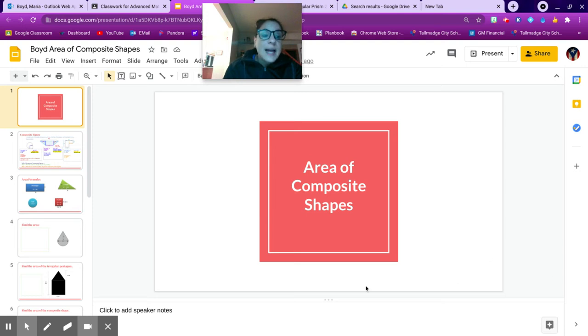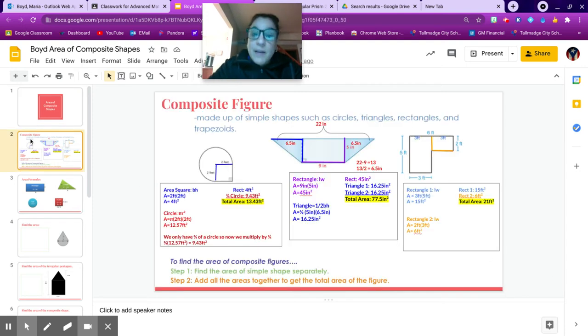So if you look on slide 2, the definition of a composite figure is any figure that is made up of simple shapes such as circles, triangles, rectangles, and trapezoids. So if you take any of those shapes and you put them together, it creates a composite figure. All we're going to do today to find the area of composite figures is find the area of each simple shape separately, and then add them all together to get the total area of the figure. Remember, since this is area, our units are going to be labeled with units squared.